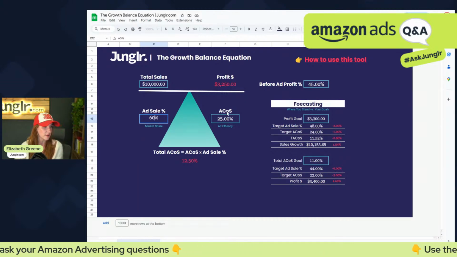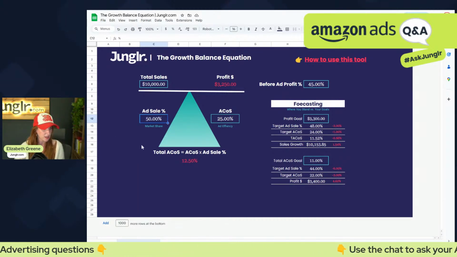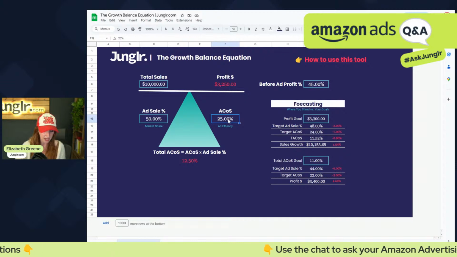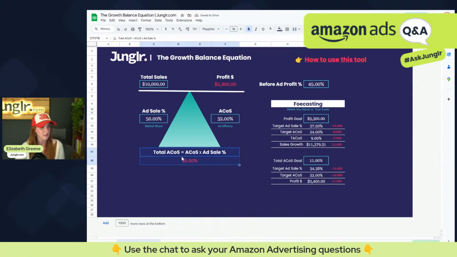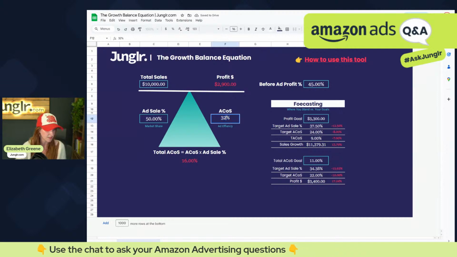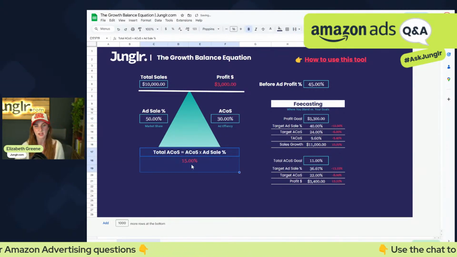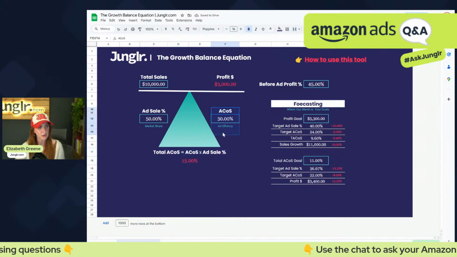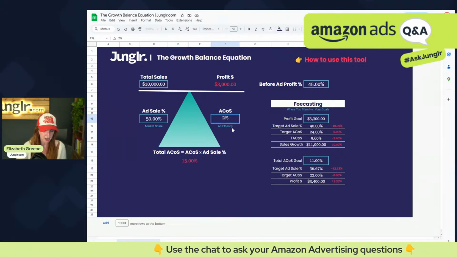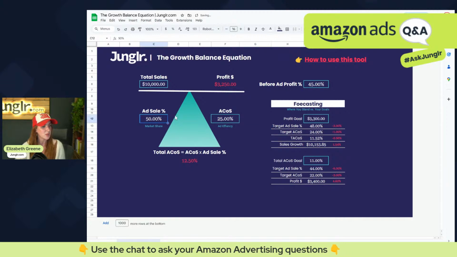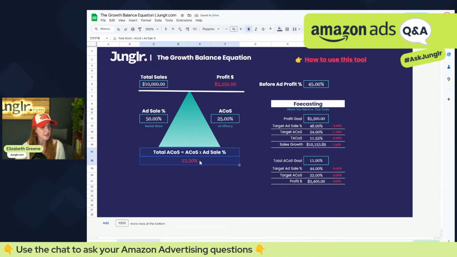Let's look at the other scenario. Let's say you had 32% ACOS and an ad sale percentage of 15. Let's just do 30, make it easy. So I have a 15% total ACOS, and they say I need to get down to 10. And you say, okay, let me optimize the ads. So I'm going to go through here and get down to 25. But wait, this only got me to 2.5.